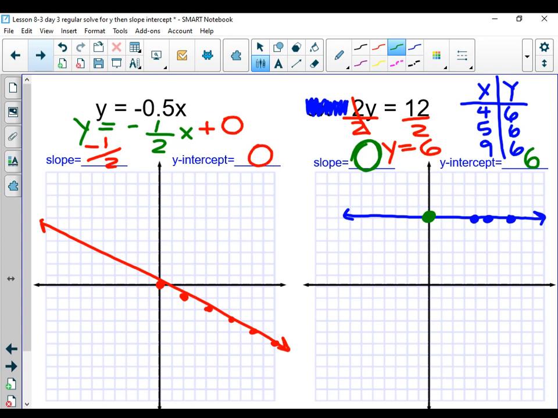I feel like we're 100 times more confident than yesterday. Yes? How about 50% more confident?